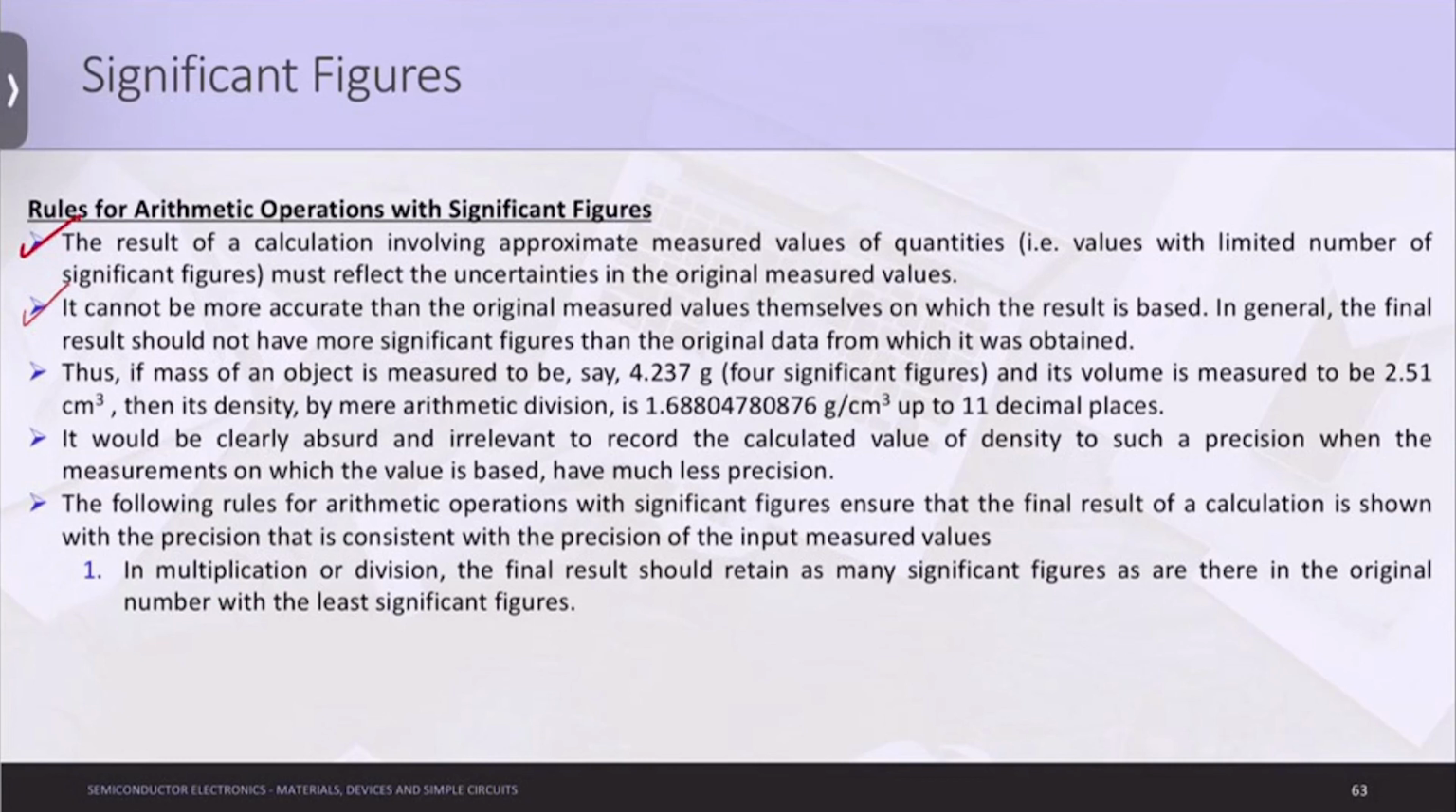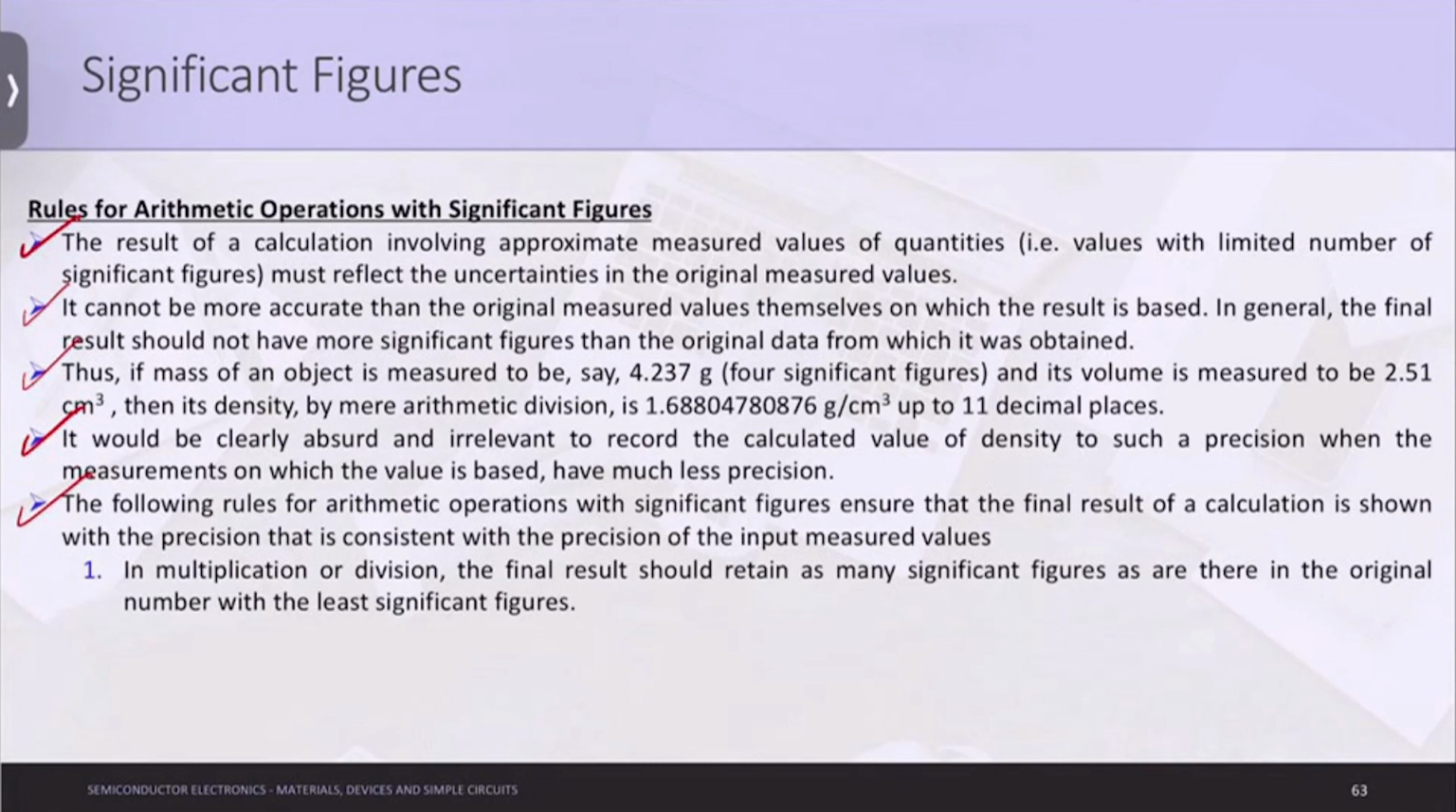So that thing has also been explained. It would be clearly absurd and irrelevant to record the calculated value of density to such a precision when the measurements on which the value is based have much less precision. Everything we have just explained is written here. The following rules for arithmetic operations with significant figures ensure that the final result of a calculation is shown with a precision consistent with the precision of the input measured values. So now let's follow the rules and then we can go on with further discussion.